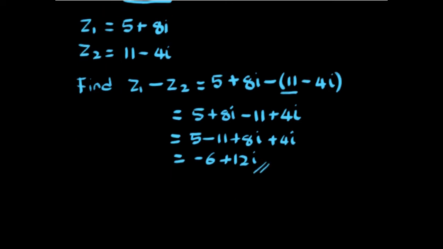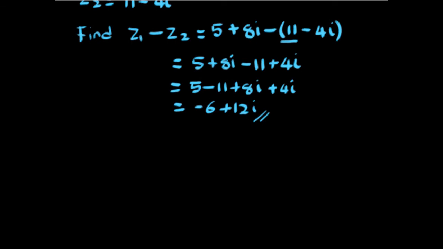Now, the same rule applies. We can apply our previous trick in solving this question. We were given z1 to be 5 plus 8i, and we're given z2 to be 11 minus 4i. So we can rule the line and we can do our subtraction.